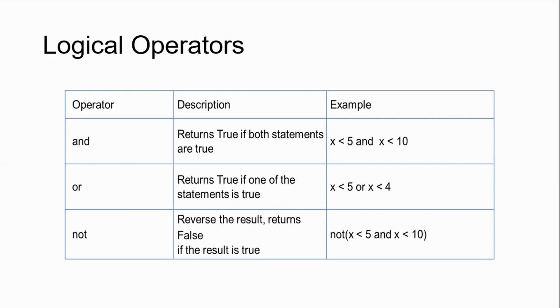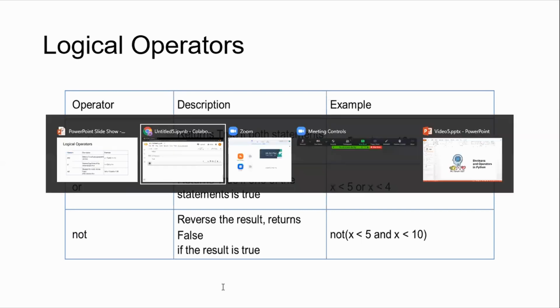Finally, we use not with an expression. It will change that expression to the opposite result. For example, if the statement is true, it will return false. And if the statement is false, it will return true. So let's see them in action.